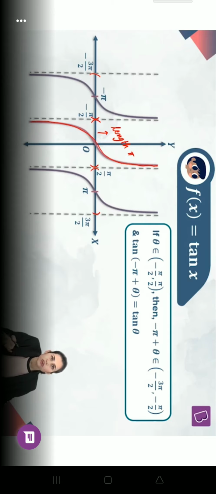This is its domain. Range is all real line. Tan is 0 wherever sine is 0. That means at every integral multiple of pi. Its period is pi. And I know as a matter of fact that tan pulls out the minus sign. Tan of minus theta is minus tan theta. Understood? Let's now move on to the next trigonometric function.